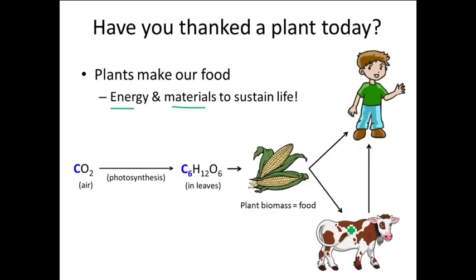But still, this cow eats the corn. The carbon that's in this corn goes into the cow, becomes part of the cow. And then we eat the cow. That carbon that was in the cow becomes part of us. So ultimately, it all comes from the plant, right? If we didn't have autotrophs, we would have nothing to eat and no energy to sustain life.